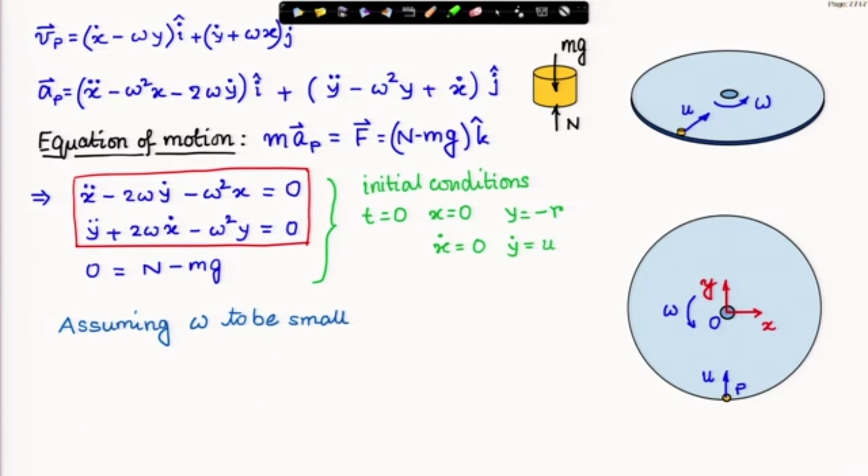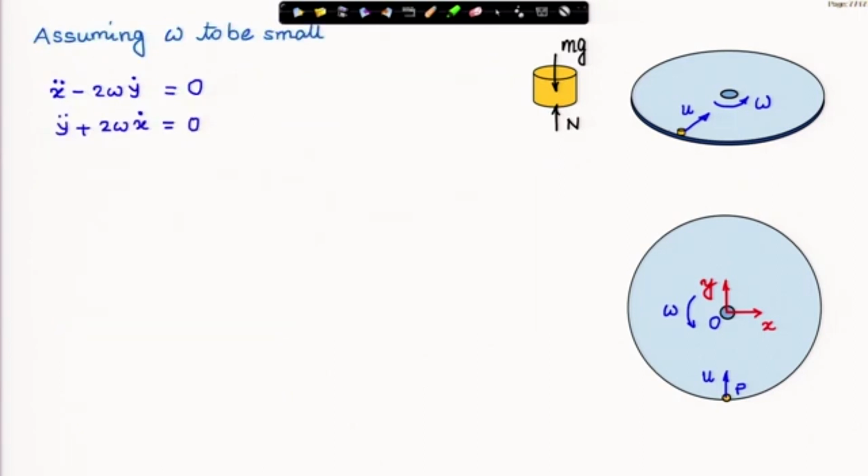in this lecture. We will assume that this omega is small, so that omega square can be dropped. I will drop omega square from these two equations. In that case, my equations slightly get simplified, and as shown here. So, these are our equations under the assumption that omega is small, so that we can drop omega square.